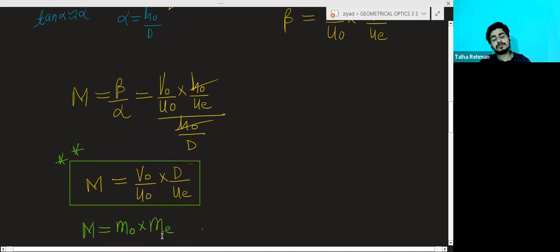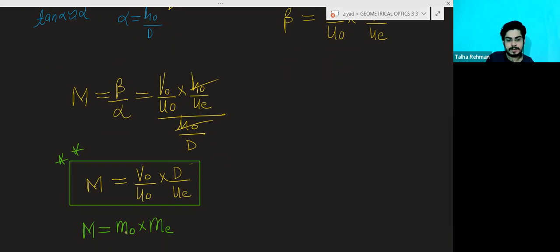For the compound microscope, you can write the total magnification of the compound microscope is equal to the magnification of the objective lens. MO is the magnification produced by the objective.